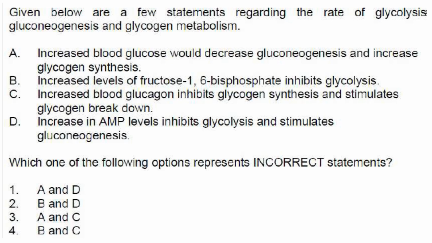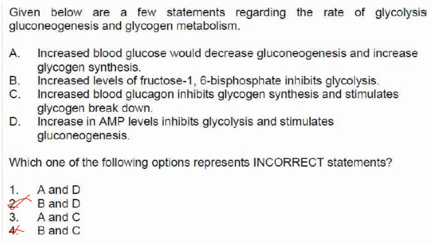Then next one. Given below are a few statements regarding the rate of glycolysis, gluconeogenesis and glycogen metabolism. A: Increased blood glucose would decrease gluconeogenesis, of course, and increase glycogen synthesis. That's 100% correct. So wherever A is there, that is correct. So 2 is not correct. 4 is also not correct. We will see 1 and 3.